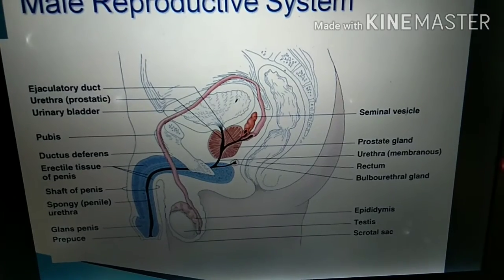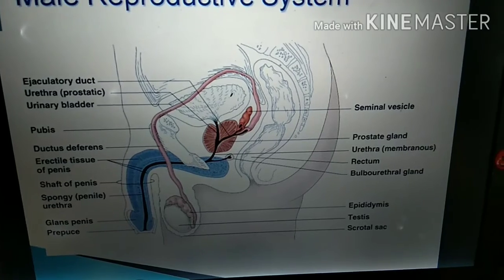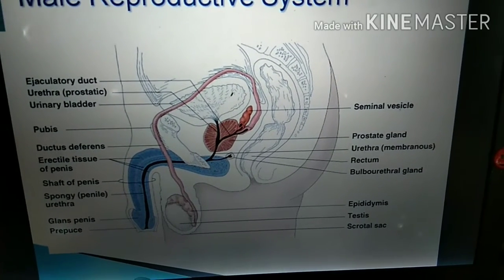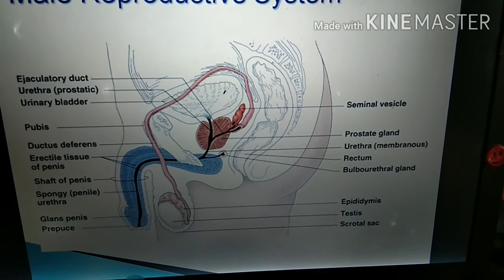Semen, which contains sperm or reproductive cells, is expelled or ejaculated through the end of the penis when the man reaches sexual climax or orgasm.